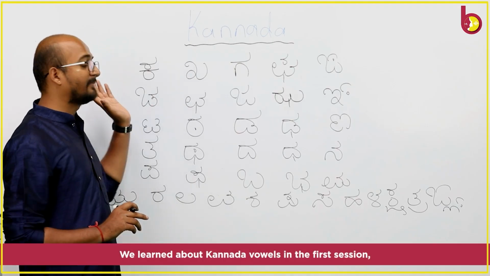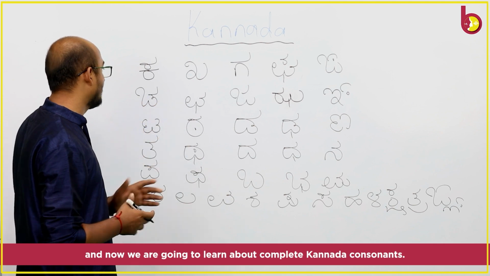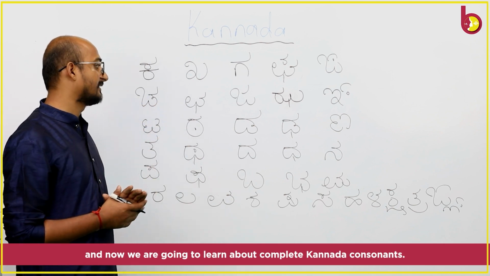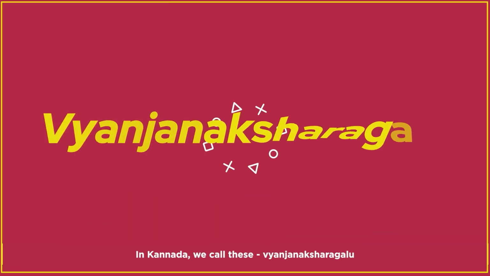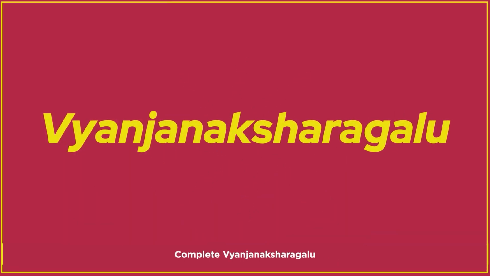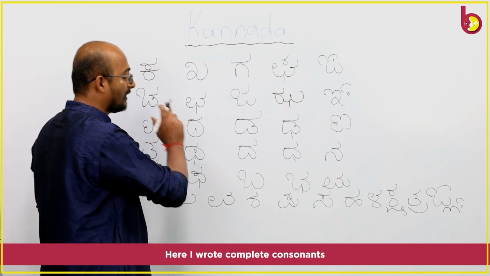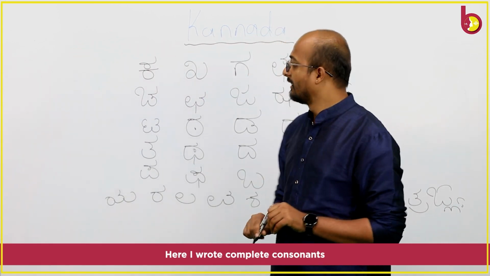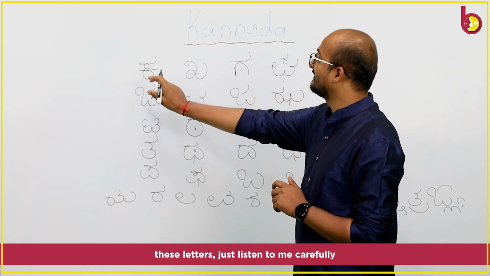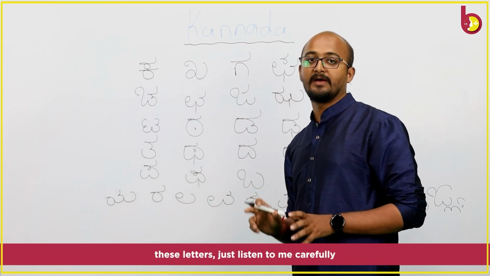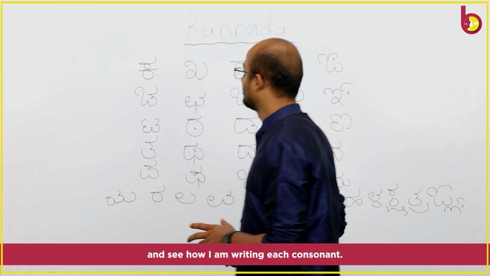Now we learned complete vowels. Now we are going to learn complete consonants. In Kannada, we call them Vyanjana Aksharagalu. Here I wrote complete Vyanjanaksharagalu. Now I am going to pronounce and overwrite on these letters. Just follow my words and follow my writing.